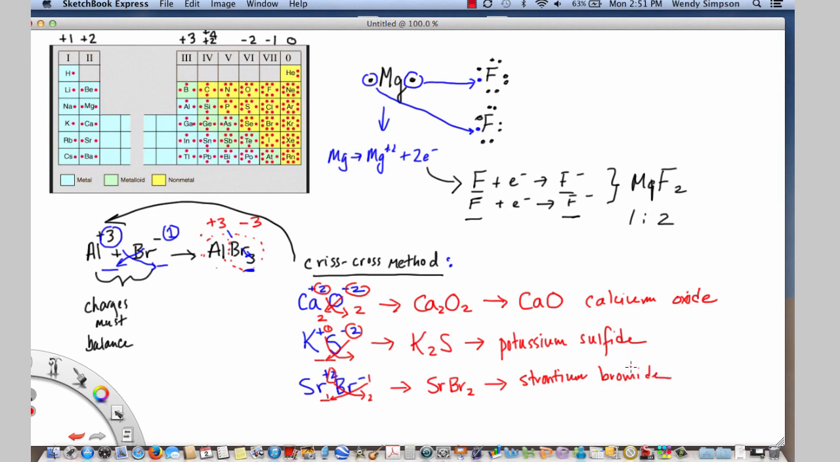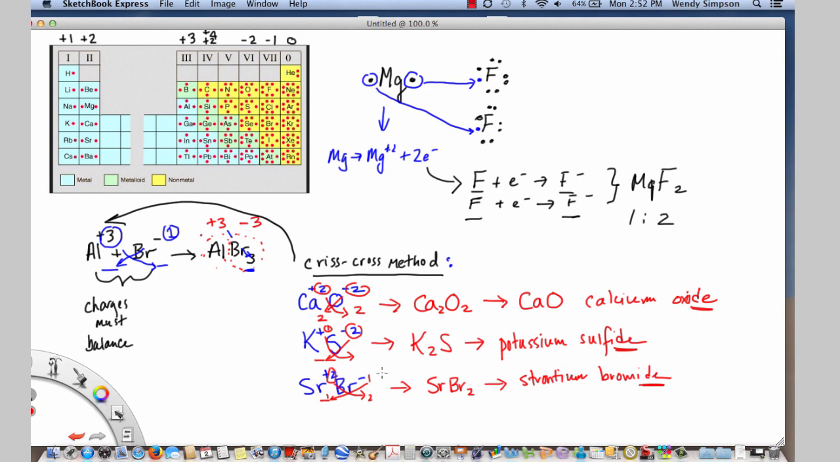So we can see that we have something in common with the names. The names of these ionic compounds all end in IDE. They start with the name of the cation. So the cation here is calcium. And they end with the name of the anion ending in IDE. So calcium oxide. Calcium's the cation, oxygen's the anion. Potassium sulfide. Potassium's the cation, sulfur's the anion. Strontium bromide. Strontium's the cation, bromine is the anion, or bromide is the anion.